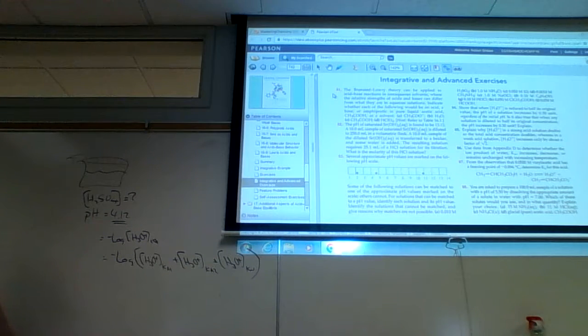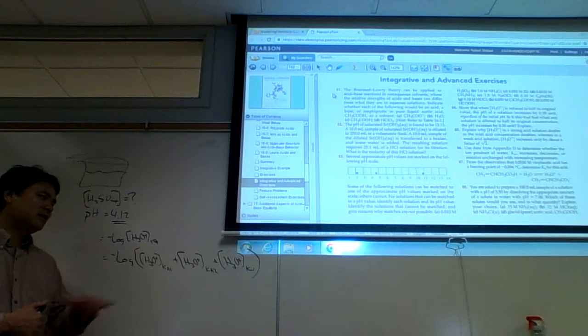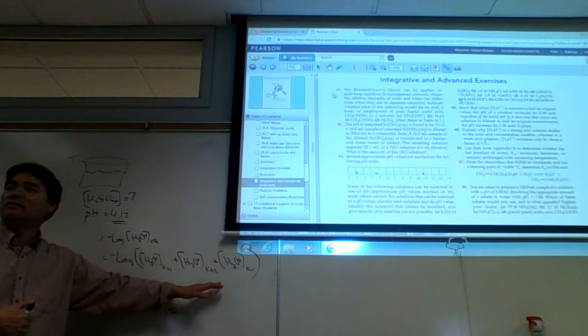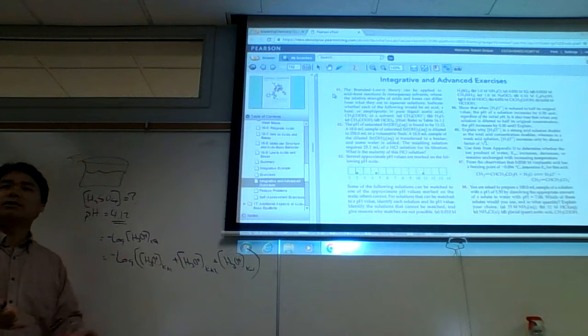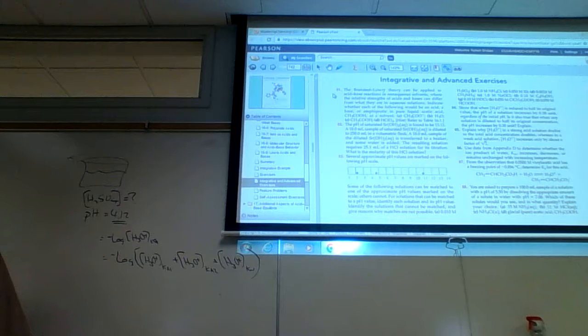It would be nice if we don't have to deal with step 2 and step 3, because then we only have to deal with one ice table. We say all the hydronium is generated in step 1. But in this particular case, can we ignore step 2? No, we can't ignore it. Why can't we ignore step 2?